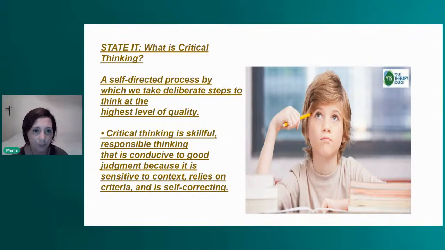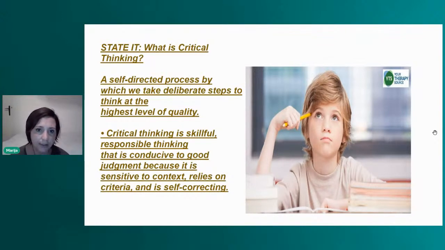That is a self-directed process by which we take deliberate steps to think at the highest level, but it's also skillful, responsible thinking that is conducive to good judgment because it is sensitive to context, relies on criteria, and is self-correcting. So if we have some opinion and another one has another opinion, we can change our opinion together with the other's opinion, something like that.